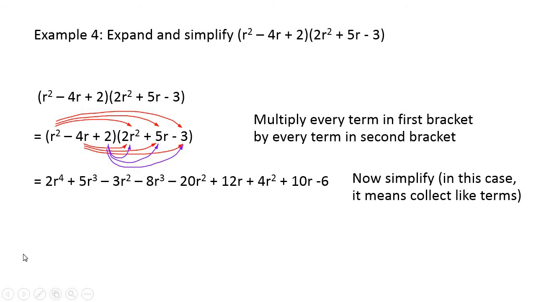And collecting like terms, we have 2r to the 4th, no other r to the 4th terms. We have 5r cubed minus 8r cubed is negative 3r cubed. And then we have negative 3r squared minus 20r squared is minus 23r squared, plus 4r squared is minus 19r squared. And then our r terms, we have 12r plus 10r is 22r, and negative 6 just carries down to be negative 6 here. No other integer terms.